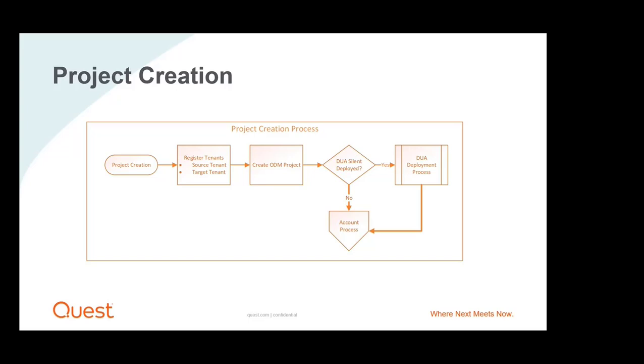So here's the workflow for creating a project. First, register the 2 tenants, create the project, decide whether you're going to deploy the desktop update utility. If you are, download it and move into the desktop deployment process. Now that your project's created, you would move into the account process.